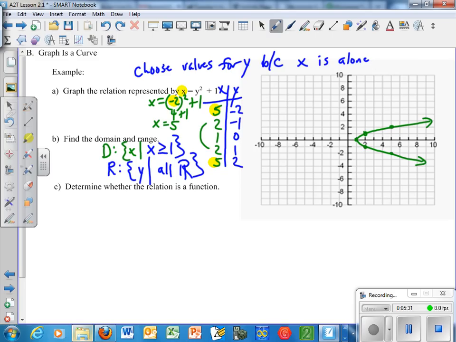Is that a function? Does it pass the vertical line test? No, and I had one earlier like this, but if you draw any vertical line here, we'd have multiple cases, and you only need one. It does not pass the vertical line test because vertical lines go through 2 points. So that would not be a function.